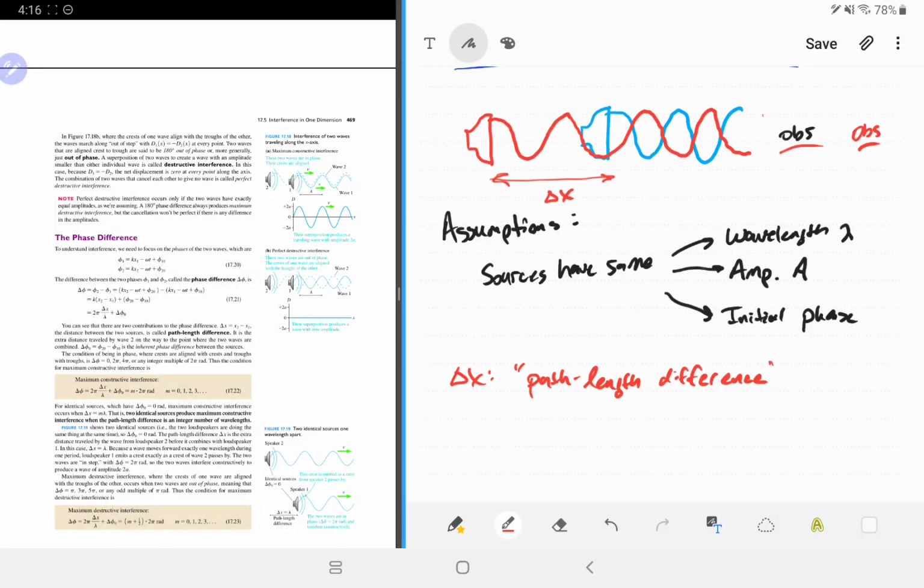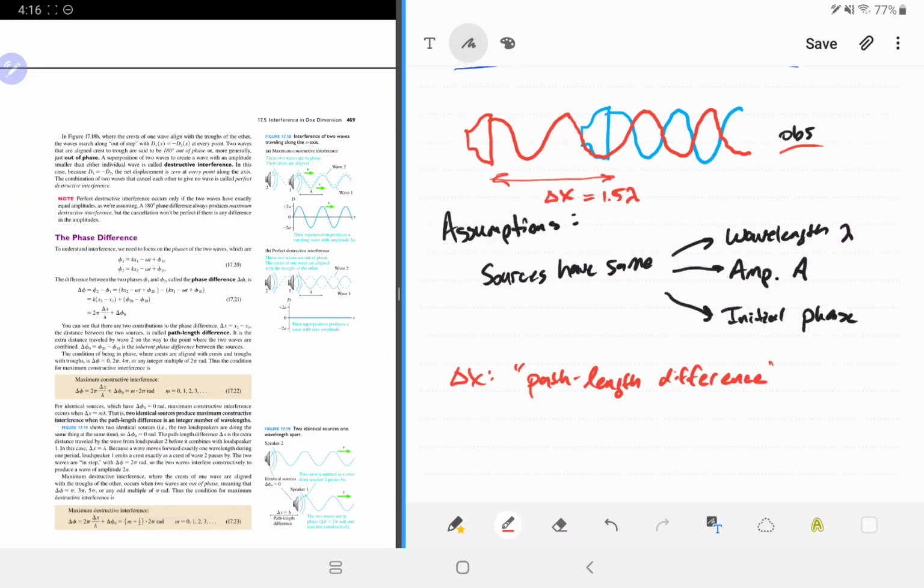So the path length difference, no matter what point we're at along this line, as long as we're to the right of the blue source, is the same. And it looks like for this picture, delta x is one wavelength plus half a wavelength. So it looks like this is 1.5 wavelengths for this particular picture. But in general, we just call that delta x.